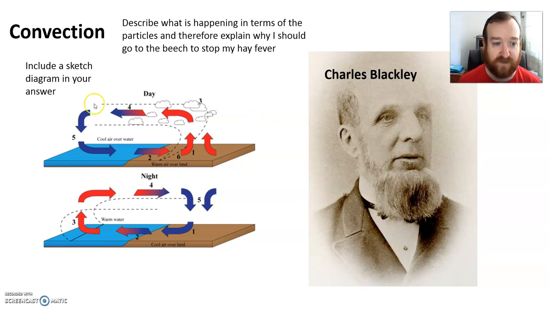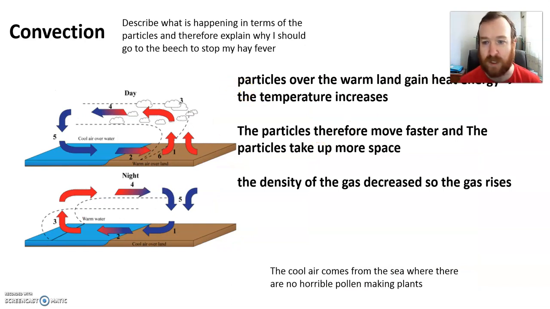Okay, so hopefully you've now finished your 5 minutes and you've got that description of convection currents. Here is mine. So, underneath my picture, the particles over the warm land gain heat energy, so the temperature gets bigger. They've got a higher temperature here. Therefore, the particles are moving around faster. And if the particles are moving around faster, they're taking up more space, so the density of the gas decreases. It's got less dense. And if it's got less dense, it rises.